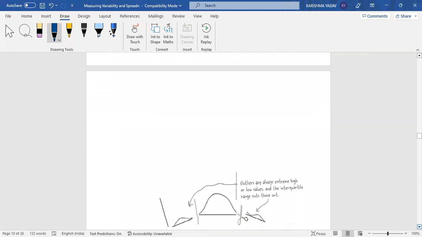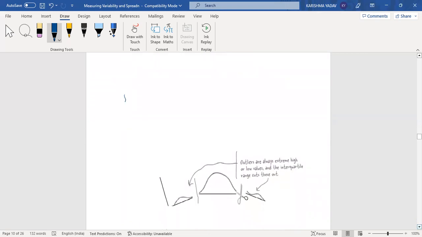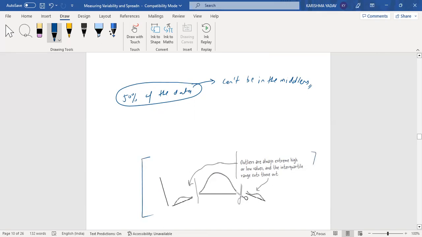Now, as the interquartile range covers only 50% of the data, outliers are excluded irrespective of whether they are extremely high or extremely low. We don't know whether the outlier is an extremely high or extremely low value, but it is for sure that these outliers can't be in the middle, because outliers are only extremely high or extremely low values. So what this means is that any outliers in the data are effectively cut out like this. We are going to cut out the outliers.